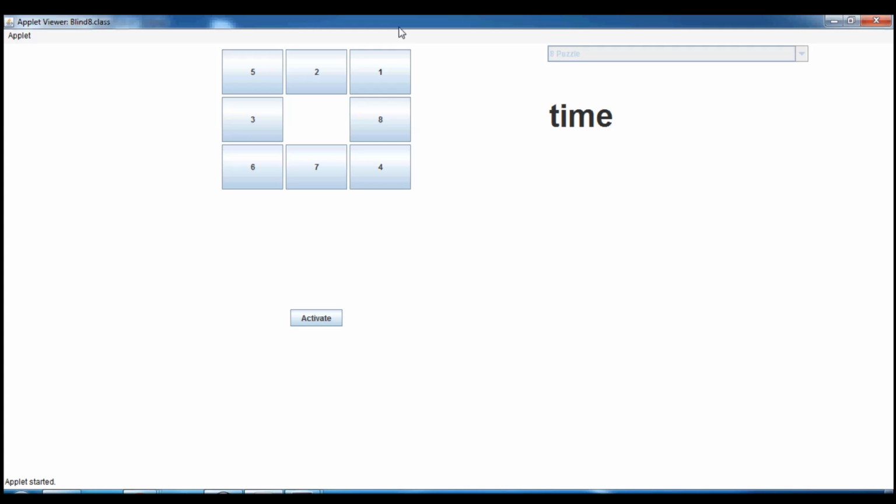Hello guys, this is Suman Kaisas and I'm going to show you how to use commutators and conjugates to solve a sliding puzzle blindfolded. So, what are commutators and conjugates? If you are already familiar with them, you are going to have a good time with this video.